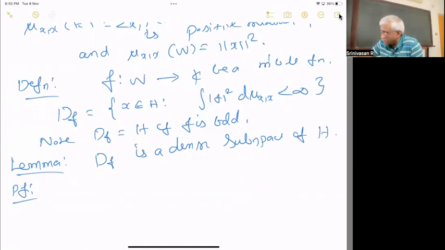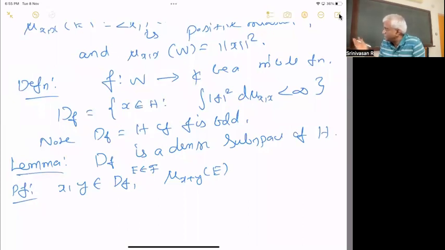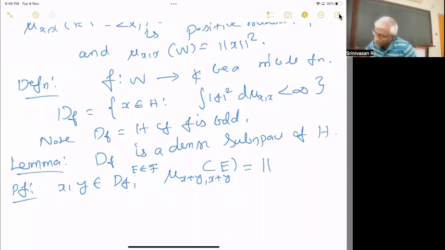A priori it's not clear that it's a subspace, so we have to prove that. If x and y are in D_f, then μ_{x+y}(E), for some set E, where μ_{x+y}(E) means the inner product of P(E)(x+y) with x+y, the measure corresponding to x+y, is equal to the norm of P(E)x plus P(E)y, squared.